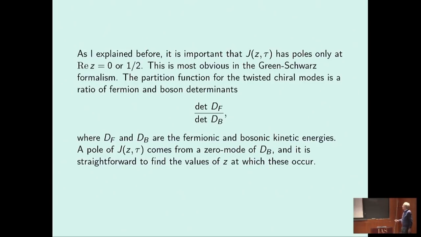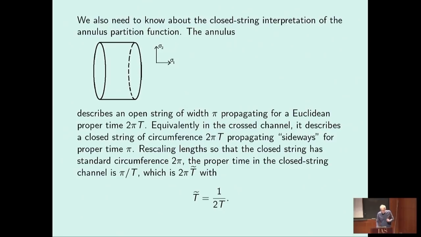So, as I said before, it's important that the orbifold partition function, analytically continued, only has poles when the real part of z is 0 or half. That's most obvious in the Green-Schwarz formalism. The partition function for the chiral zero modes is a ratio of fermion and boson determinants, and the only way it can have a pole is when the determinant of d sub b vanishes. The determinant is just a product of eigenvalues. It's never infinity, but it can be 0 when there's a zero mode. A fermion zero mode would give a 0, but a boson zero mode gives a pole. So poles come from zero modes of d sub b, and it's straightforward to find the values of z at which they occur and to get the answer that I said. I won't do it in front of you, but it's straightforward.